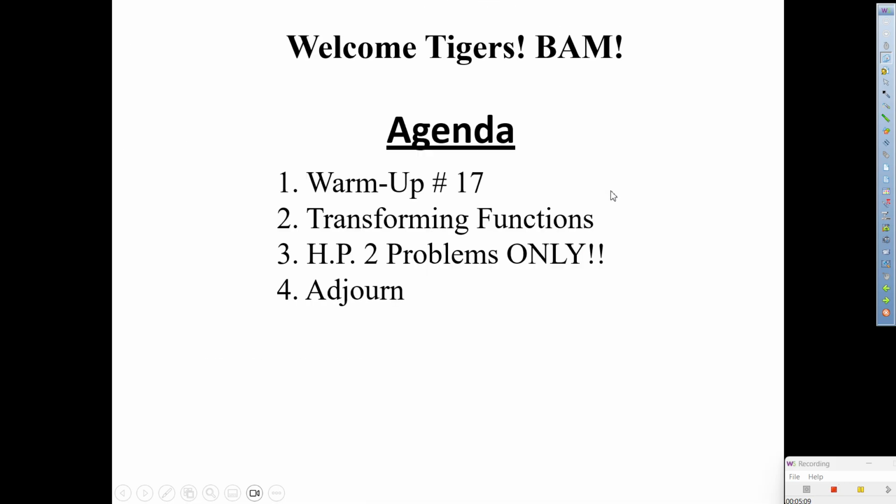Warm-up number 17 done. We're beginning our road to transformation of functions, which I trust you guys did really well at the end of last year, right? Transformation of functions. Okay, very good. Tonight I'm going to leave you only 2 problems, and then we'll be done. So, copy the agenda. From there, make sure you go grab at least a couple of graph papers and get a Cornell note ready, please.